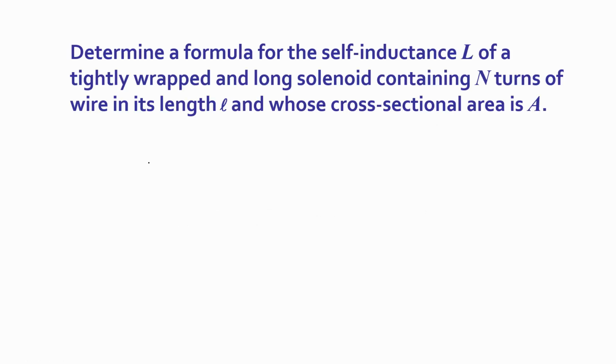Alright, and now we're going to look at the inductance in a solenoid. A lot of times we don't say self-inductance, we just shorten it to inductance. So once again, we've got the magnetic field from the solenoid, mu0 N i over L. And we want to find the inductance.